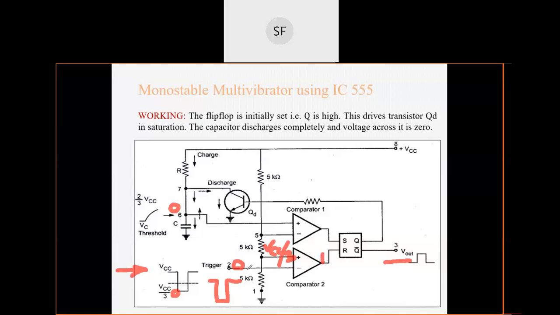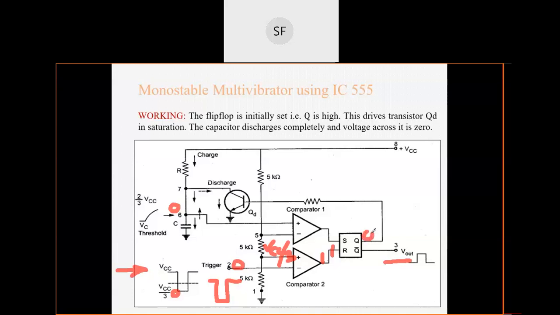So now what is happening, due to the application of this negative trigger or negative pulse, the output of comparator 2 will now become high. And the output of comparator 2 is nothing but the reset input to the flip-flop. So when reset becomes 1, what will be the Q? कोई बताएगा? जब reset की value 1 होती है, 0. हाँ, Q will become 0.